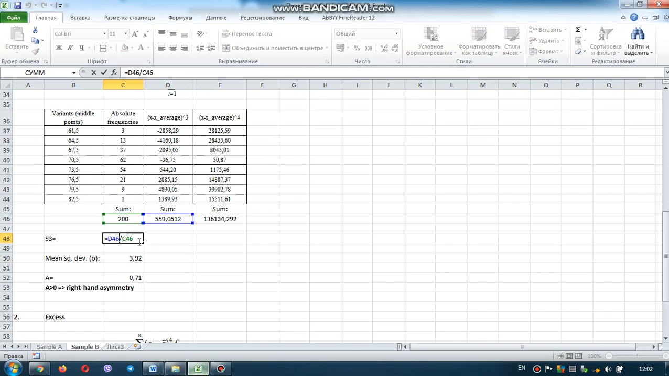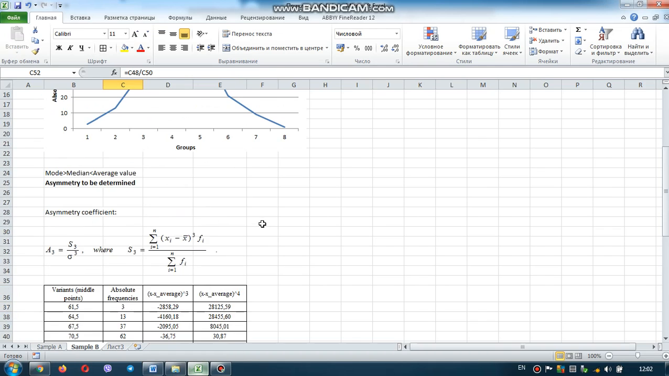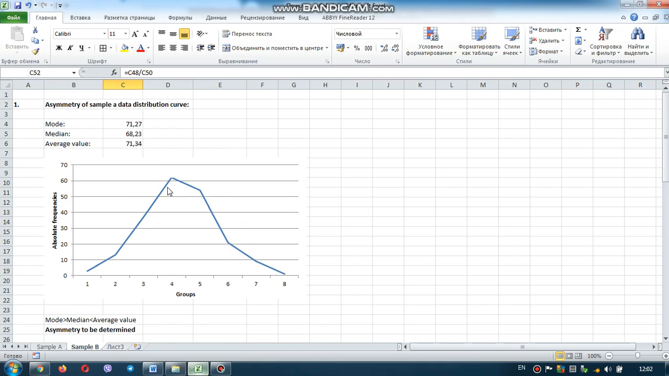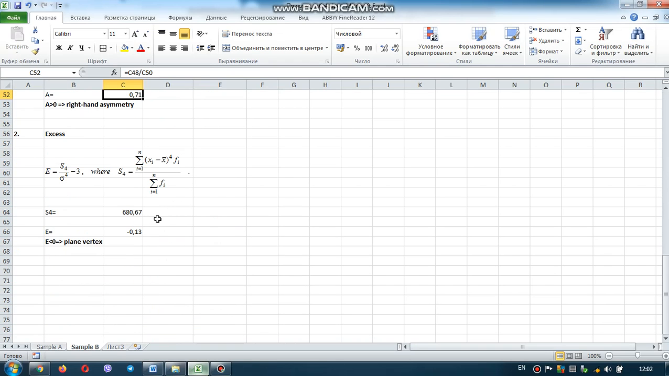So we have already calculated the S3 value in the same way, and we can see that A is greater than 0, and we have obtained right-hand asymmetry. The vertex is shifted to the left, and we have right-hand asymmetry in our case as well. Excess is calculated in the same way by the same formula. Excess is less than 0, and we have a plane vertex.